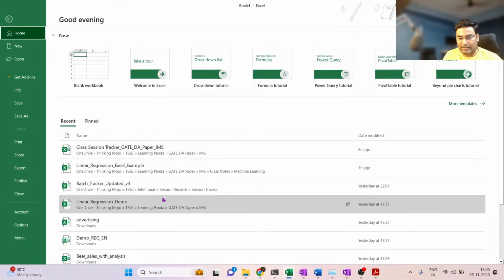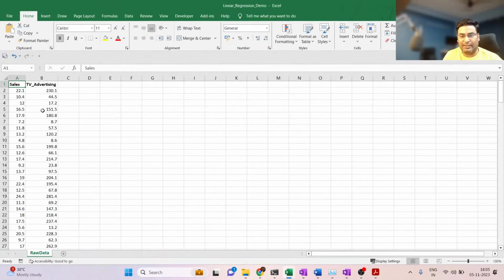So you will see that I have the Excel here, and this is a very good Excel in terms of the data. I'll quickly give you the background of the data. What you're looking at in column A is your sales, showing numbers like 22, 10.4, 12, and so on. And the second column is the TV advertising.